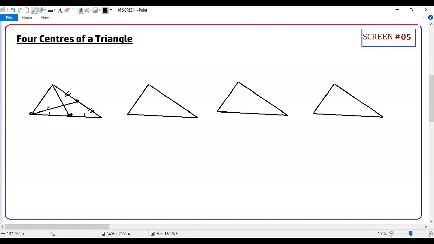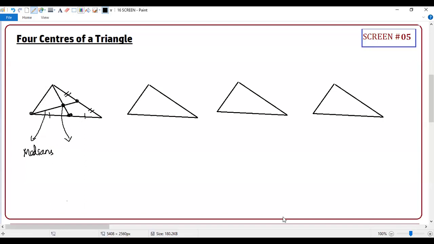So these are all called what? Medians. Sir, how many medians can I draw? You can draw 3 medians, correct? Because from this vertex one median, from this vertex a second median, and I can draw one more median. It must pass through this point. This is called the point of intersection.